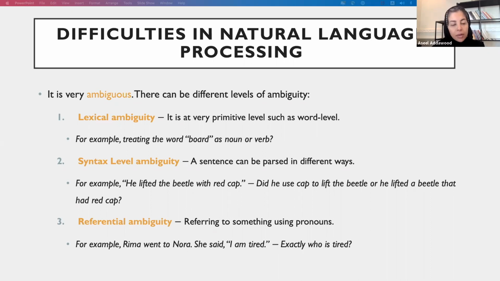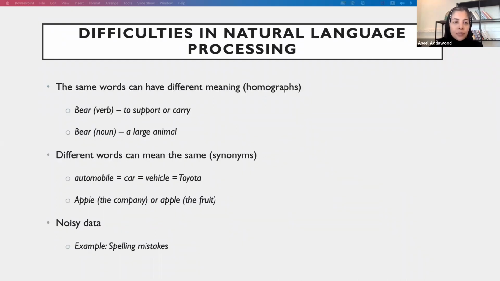And there are other difficulties related to homographs. For example, beer, is it the verb or the noun? How can I differentiate between those? Apple, is it the company or the fruit? Or noisy data, spelling mistakes, etc.